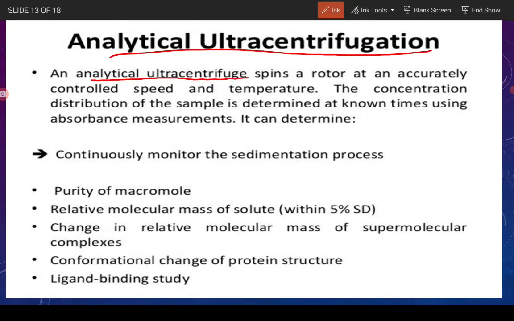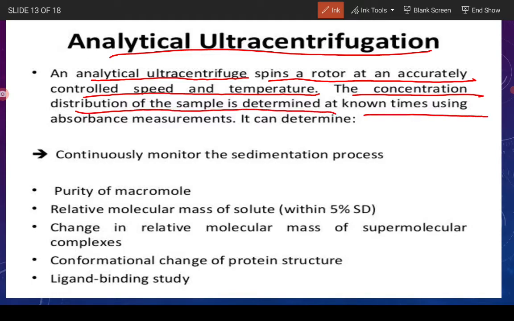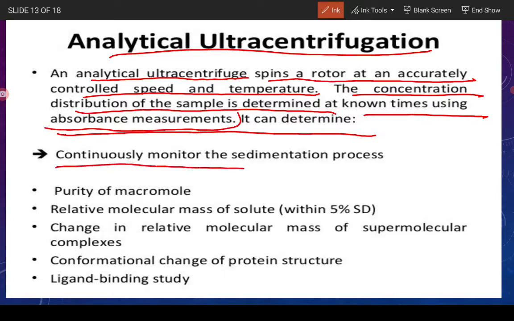First, the analytical ultracentrifuge. An analytical ultracentrifuge spins a rotor at an accurately controlled speed and temperature. The concentration distribution of the samples is determined at known times using absorbance measurement. So analytical ultracentrifuges are generally used for analytical purposes. You know how much of a molecule is there, for the quantitative measurements, how many molecules there are, the concentration of them, their distribution, right? And that could be measured by absorbance measurements. Using an analytical centrifuge, we can continuously monitor the sedimentation process.